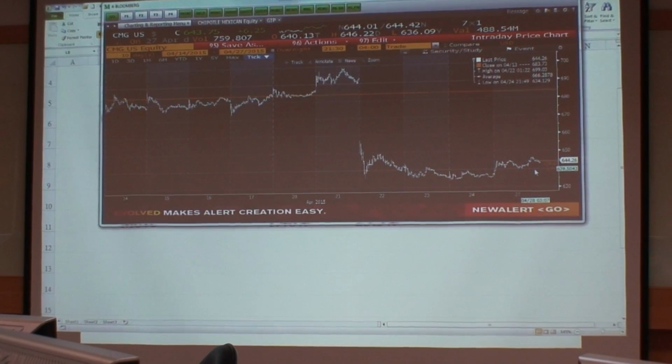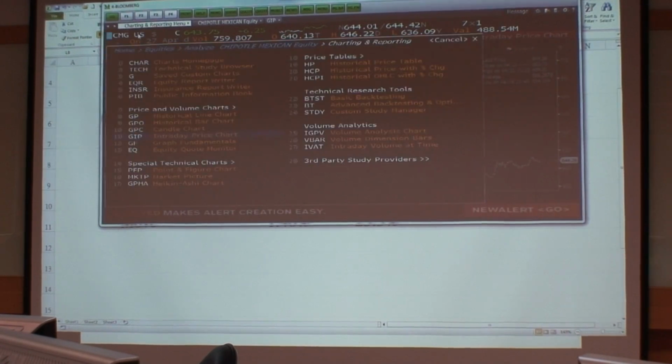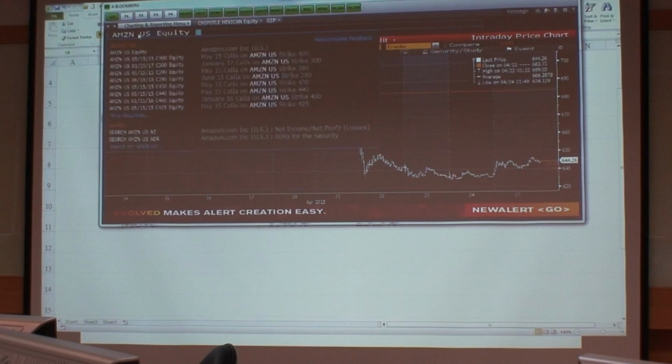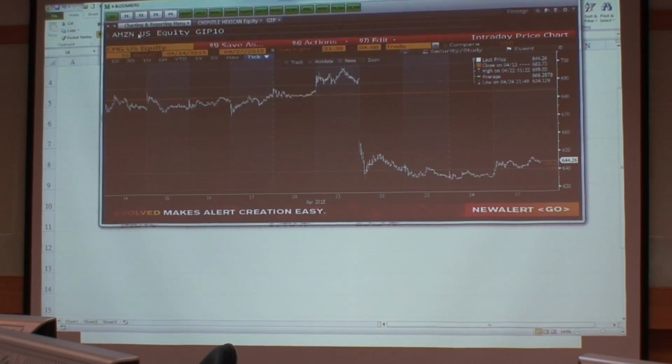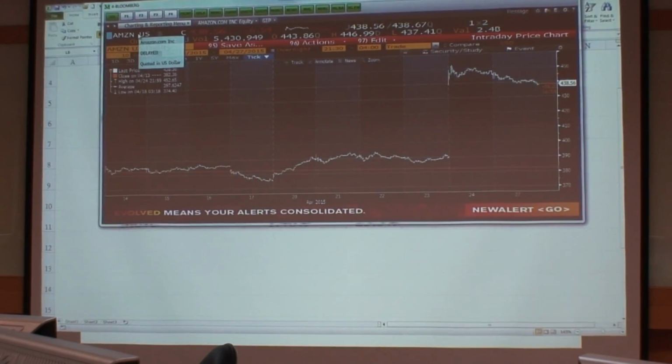Amazon. AMZN US equity, GIP 10. Same thing. Really not that much movement, boink, really not that much movement. This is where it came from, because what am I now saying? Okay, if there's earnings, you can expect a really big movement. That's volatility. But the other days, not so much.